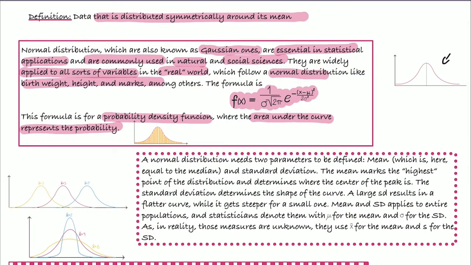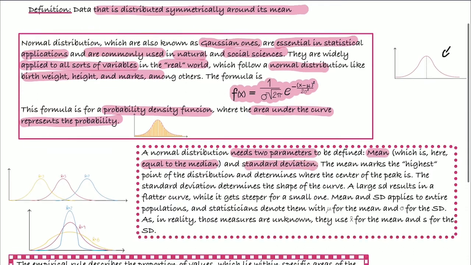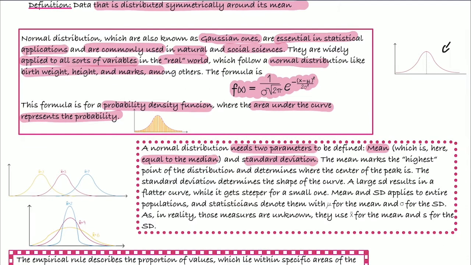Now it's all about understanding the principle behind normal distribution. So to define any normal distribution, we basically need two parameters, which are the mean, which is in this case equal to the median, and the standard deviation. If you're not completely familiar with those terms, you might want to watch my video about basic statistical measures linked above, where those are explained in more detail.